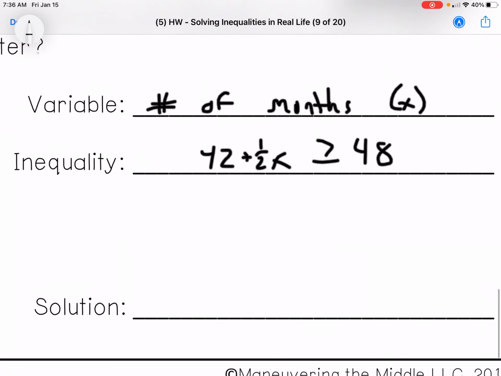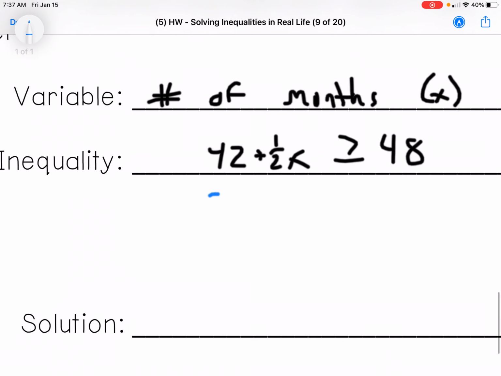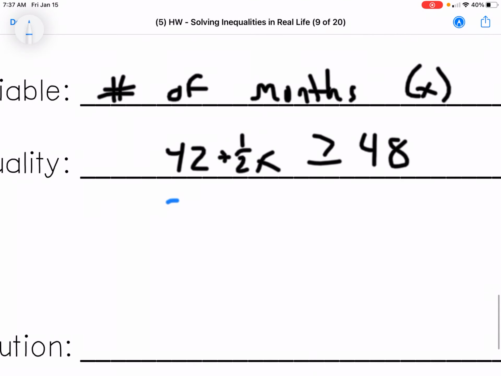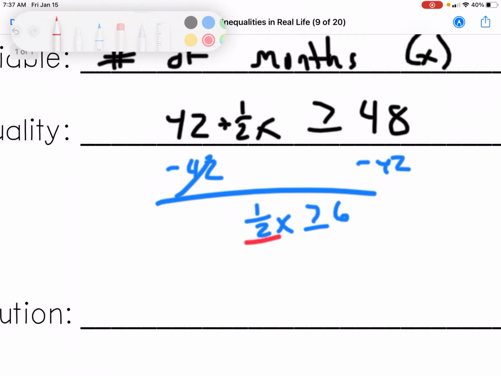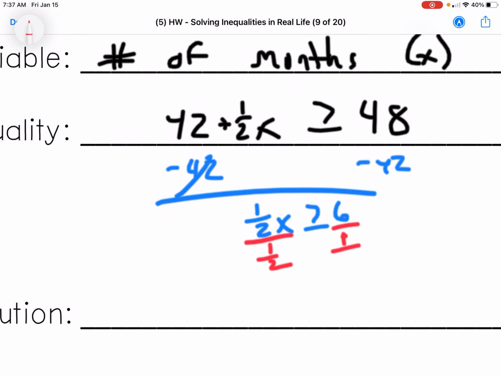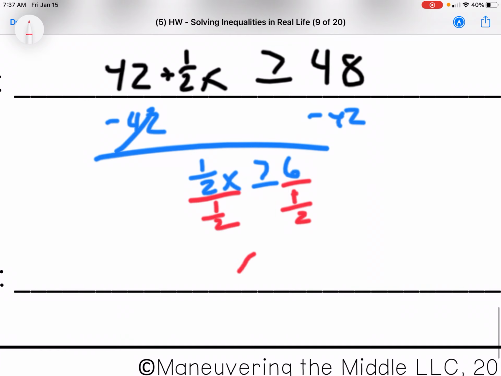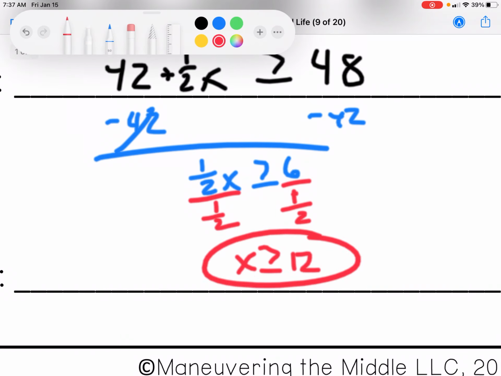Okay. All right, so let's work it out. We're going to subtract 42. You're going to be left with half x is greater than or equal to 6. You're going to divide by 1/2. And you're going to get x is greater than or equal to 12. So the answer is 12 months.